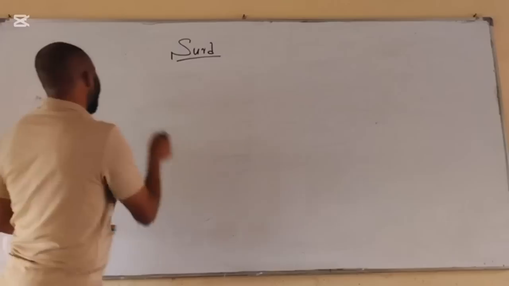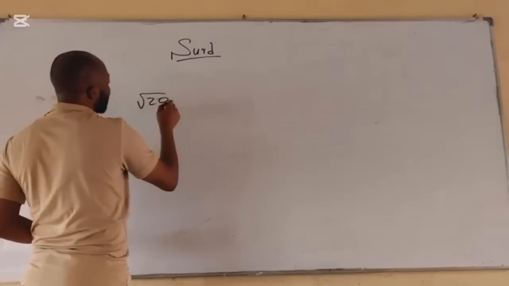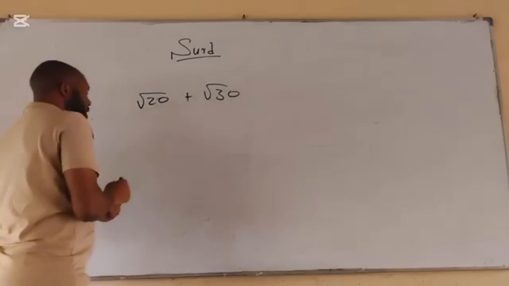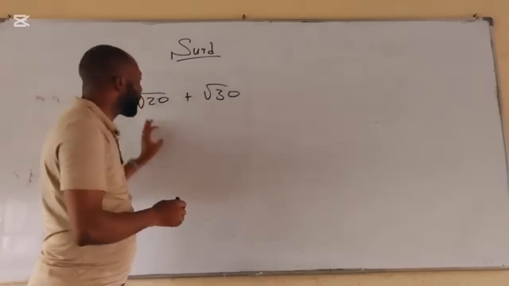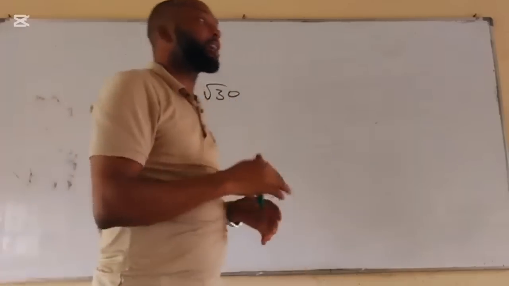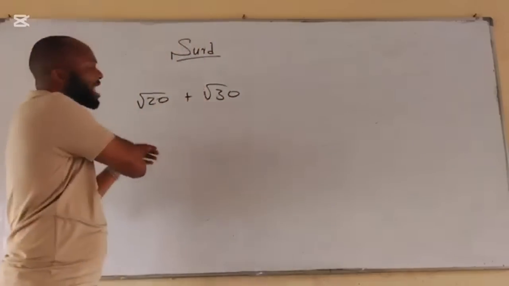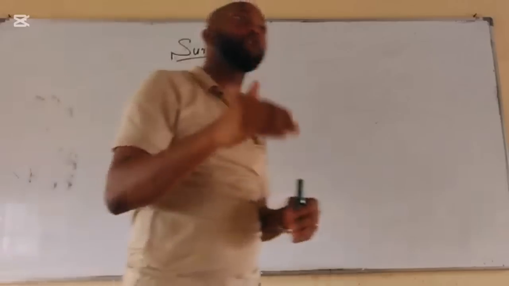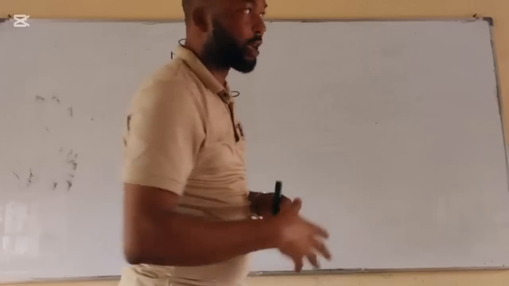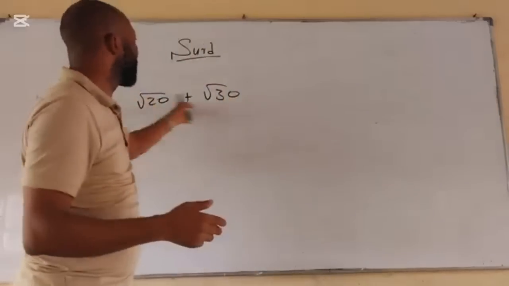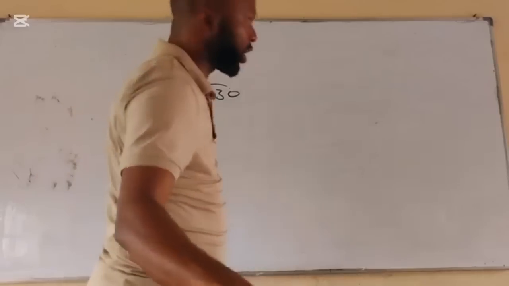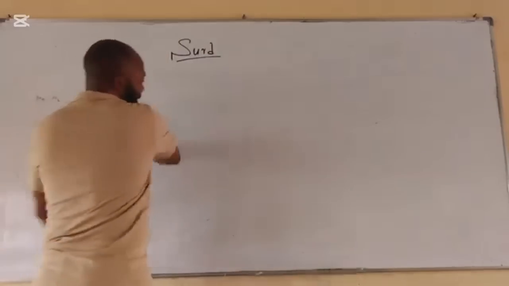Why? If I have root 20, let's say plus root 30, I can't just add them. You have to sometimes simplify it to be in the form whereby they cannot be simplified further. And that is when you know whether you have to add them or subtract. Because by so doing, you'll be able to see surds that are similar that you add, or those that are not similar, and so on. So in this manner, you can't tell whether there are similar surds here or not. So let's take our first example.